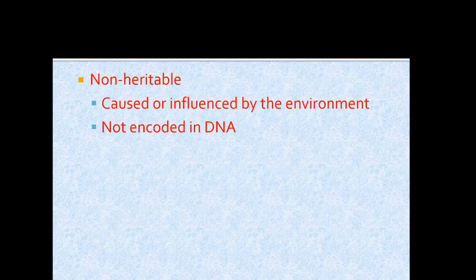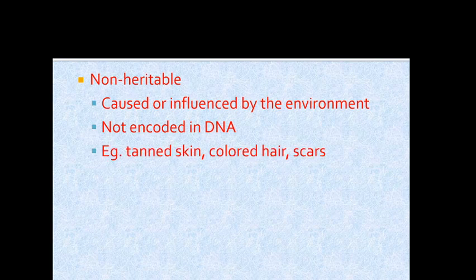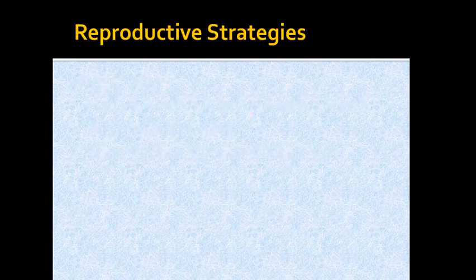Non-inheritable traits are caused by environment. They're not encoded in your DNA. Examples would be tanned skin, colored hair, scars. Obviously, tattoos are included there too, or the ability to speak Japanese or Chinese or Portuguese if you're not a native speaker of those languages.